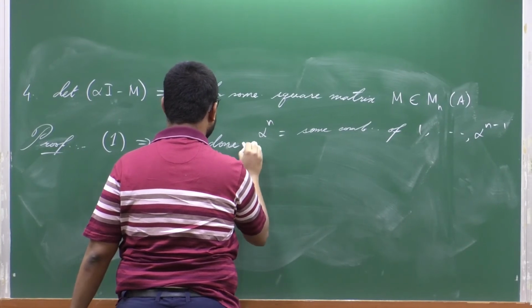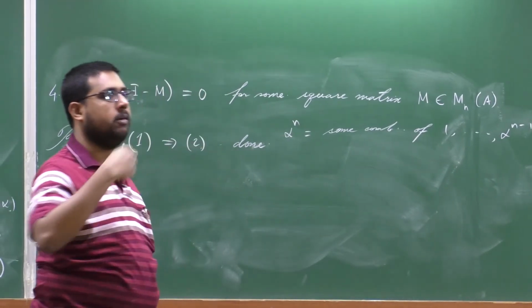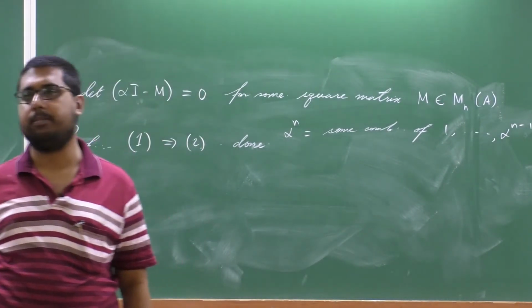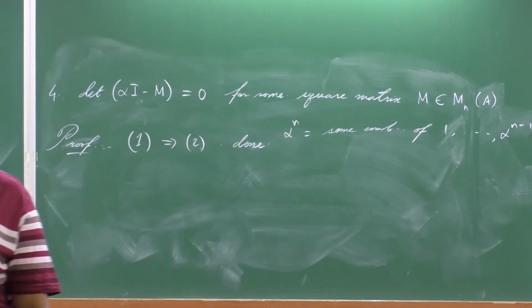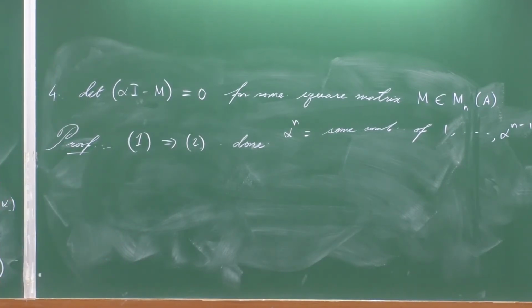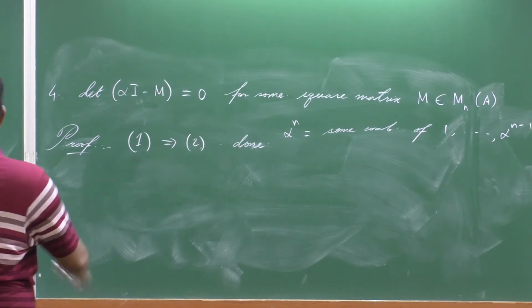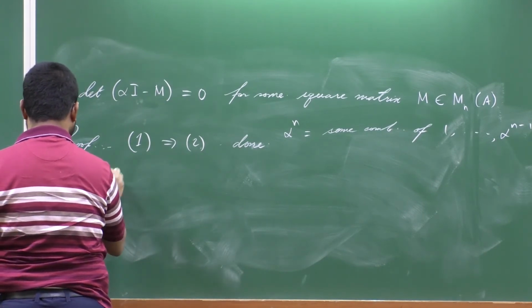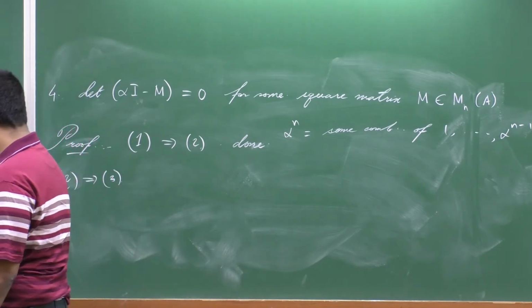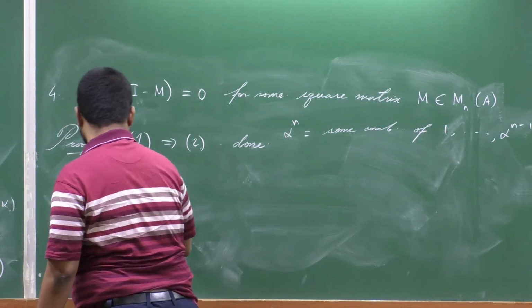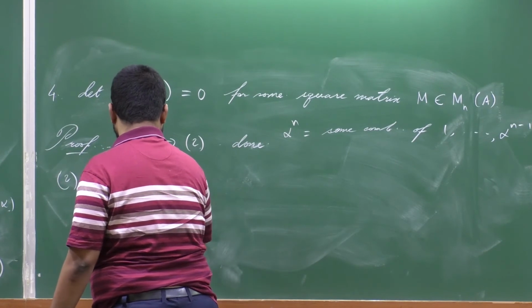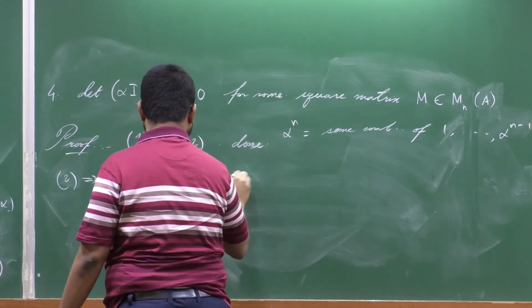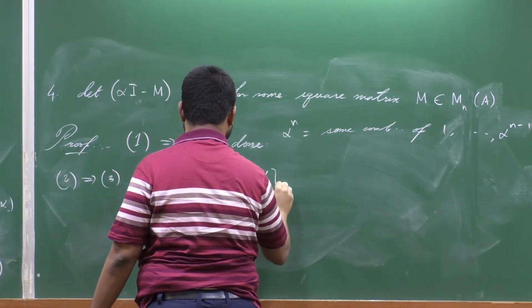Again, let me tell you that the idea is to replace higher powers of alpha by smaller powers of alpha, and that is exactly possible because alpha satisfies some monic polynomial over A. So, 1 implies 2. Now let us talk about 2 implies 3. For 2 implies 3, this is trivial: we can simply take C to be A[alpha] itself.